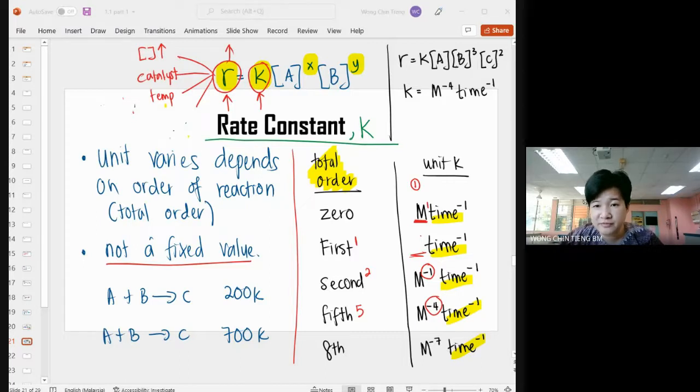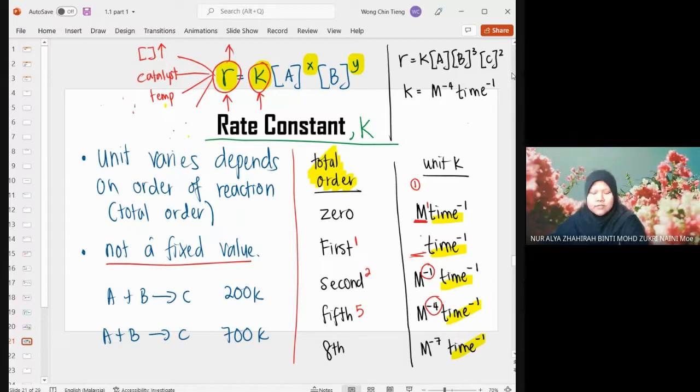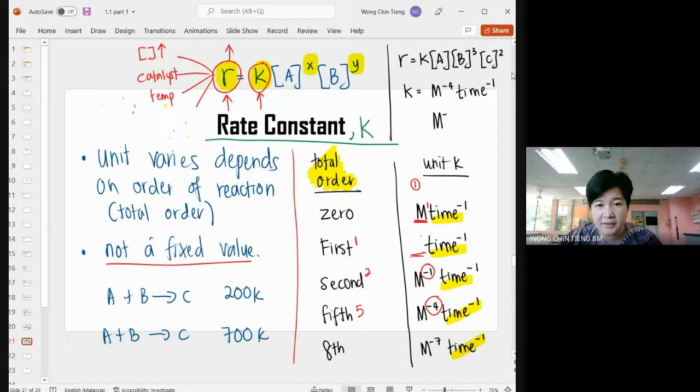Anybody else? Or does everybody agree? M -5, time -1. Alia says M -5, time -1. Okay, who is in Alia's group, who is in Amira's group?